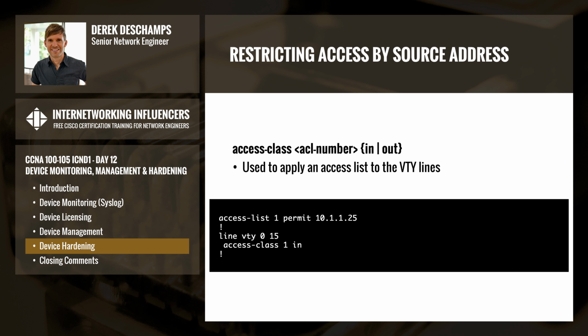The access-class command is used to apply an access list to the VTY lines. For example, here we can see access list 1 has been created to match the source IP address 10.1.1.25. This access list has been applied to the VTY lines in an inbound direction using the command access-class 1 in.